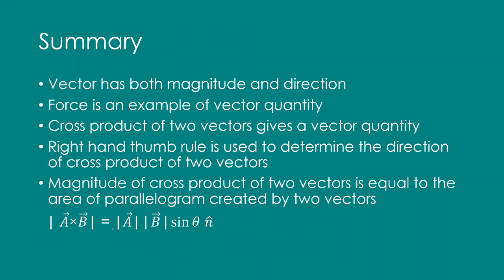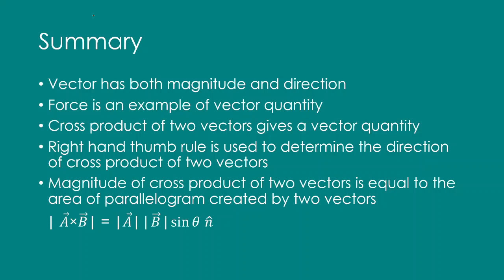Now going to the next slide, here we have the summary. Let's summarize what we discussed in this video today. We discussed that a vector has both magnitude and direction, while a scalar quantity only has magnitude, and that's the big difference between these two. Force is an example of a vector quantity. The cross product of two vectors always gives a vector quantity, and the right-hand thumb rule is used to determine the direction of the cross product of two vectors.